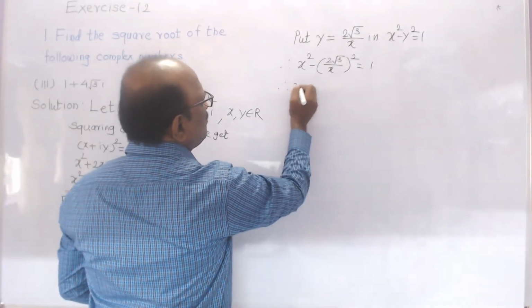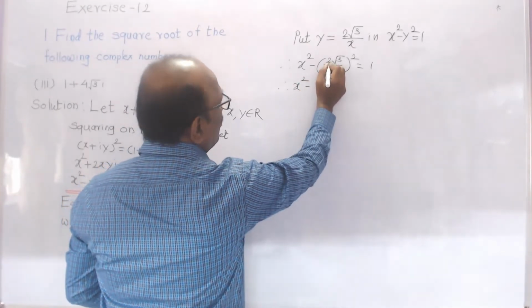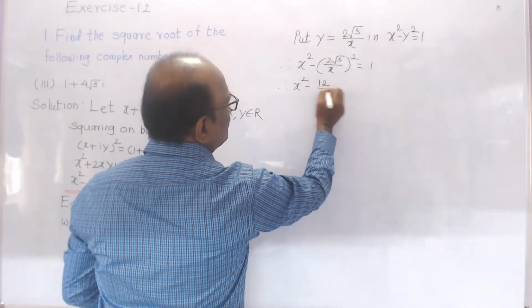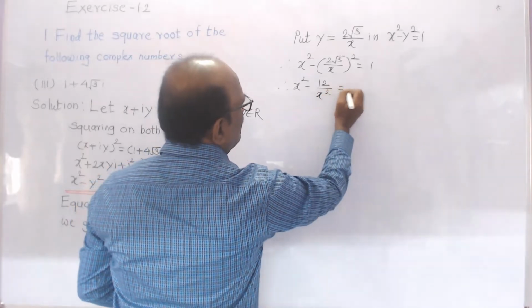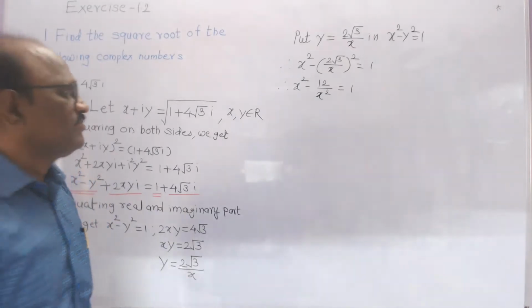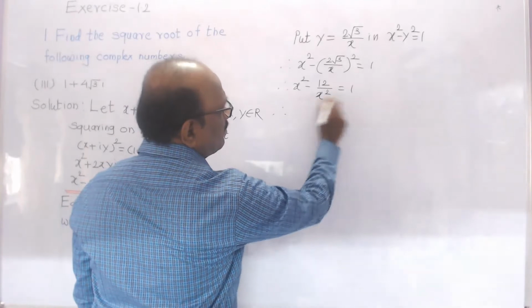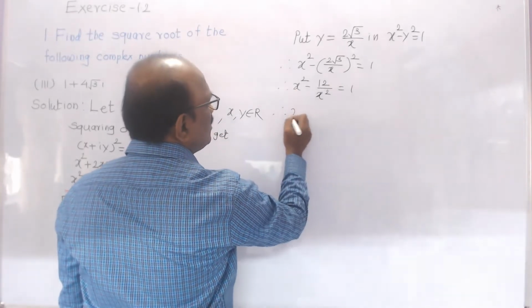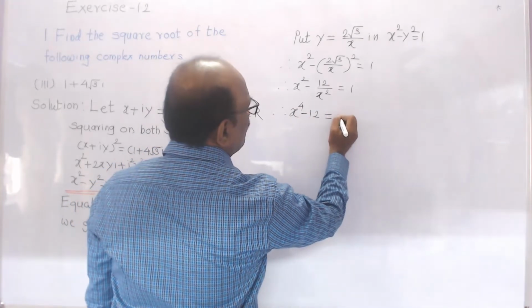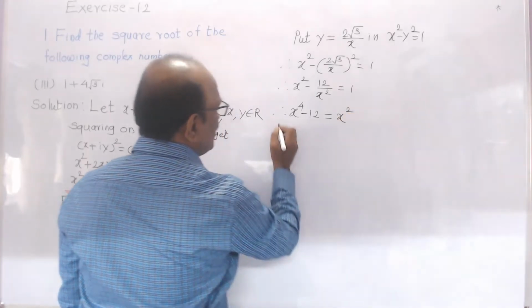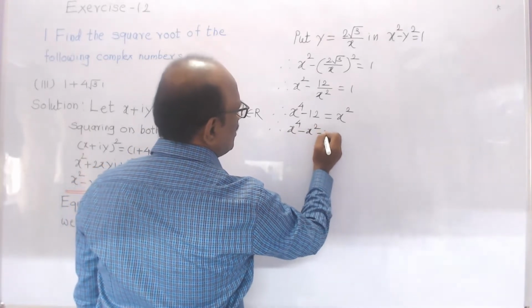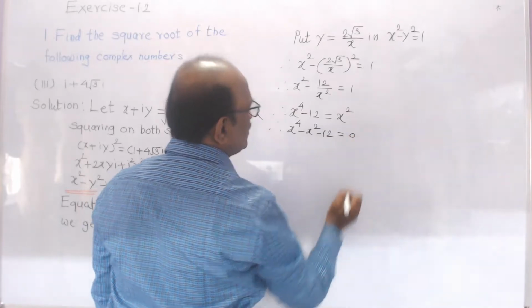After squaring, you will get x square minus, the square of 2 is 4, 4 into 3, that is 12, is equal to 1. The square of 2 root 3 upon x is 12 upon x square. Now simplify again, multiply on both sides by x square, you will get x raised to 4 minus 12, and here 1 into x square is x square. Again simplifying, x raised to 4 minus x square minus 12 is equal to 0.